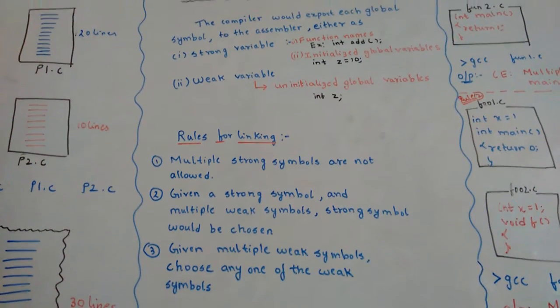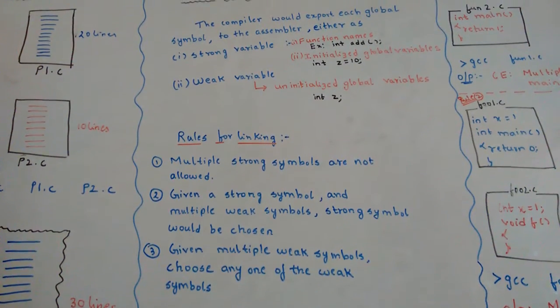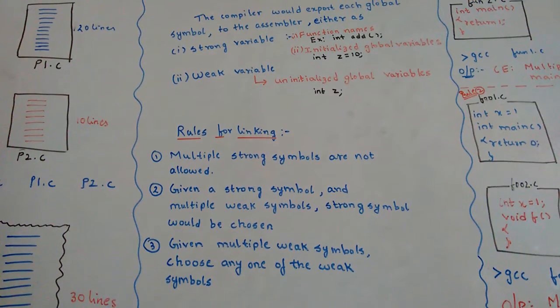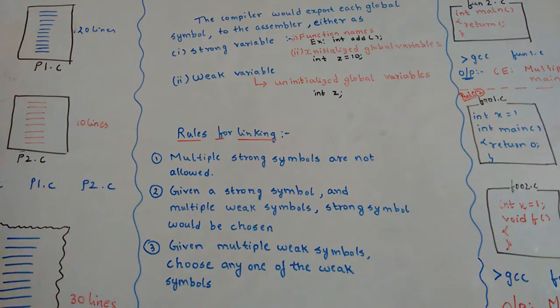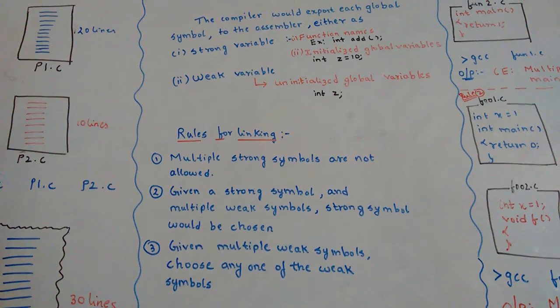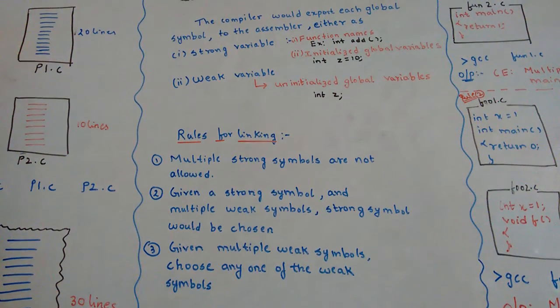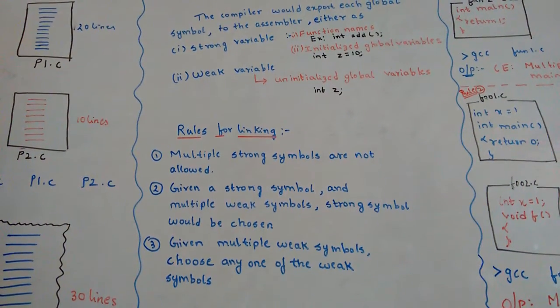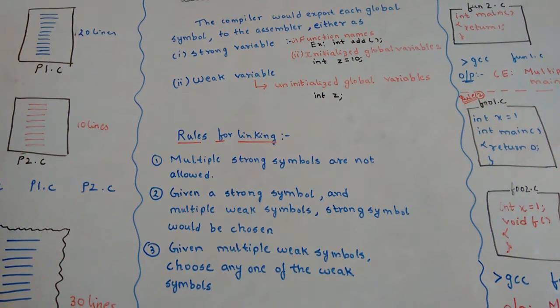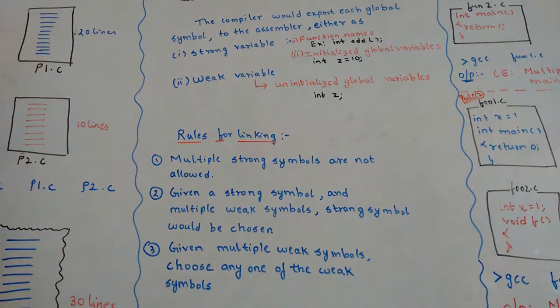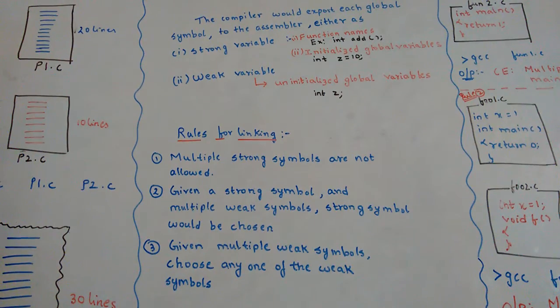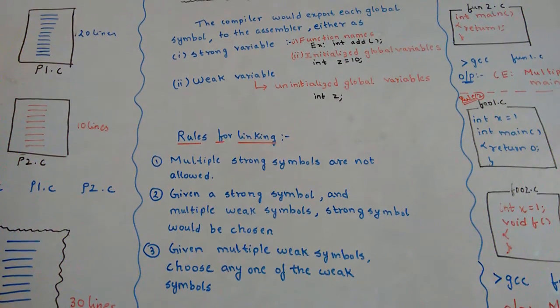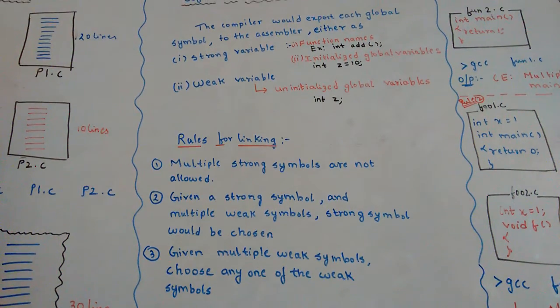So now the compiler and assembler concept comes into play. We already know that the compiler processes the code and gives assembly level code to the assembler. The assembler doesn't understand int a, or float b, or int add function, all that it doesn't understand. According to the assembler, there are only two types of variables: strong variable and weak variable. So what the compiler should do is classify all the variables as either strong variables or weak variables. That is what I have written there.